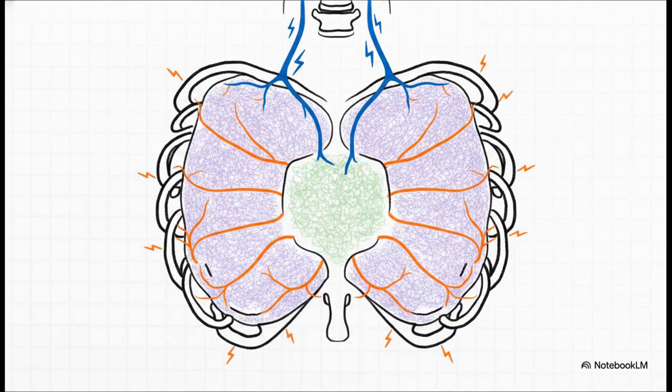Let's talk innervation. This is a massive, high-yield exam point. The motor supply, the signal that actually makes the diaphragm contract, comes solely from the right and left phrenic nerves, arising from cervical spinal segments C3, C4, and C5. Remember the old rhyme? C3, 4, and 5 keep the diaphragm alive.